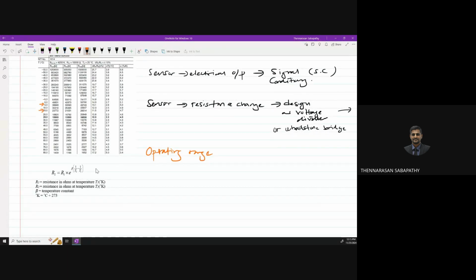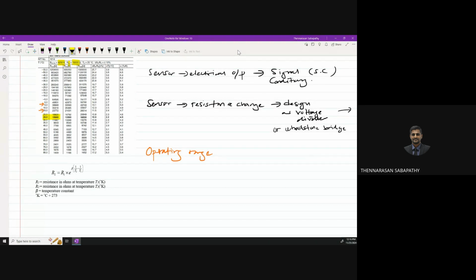So this beta is from the data sheet here, 4250. This is the important information. This is a 15K sensor, which has room temperature of 25. At 25 degrees Celsius, the resistance is 15K. So these are the important information from the data sheet. With the beta, the 15K and the 25, it is sufficient for you to calculate the resistance at any temperature.